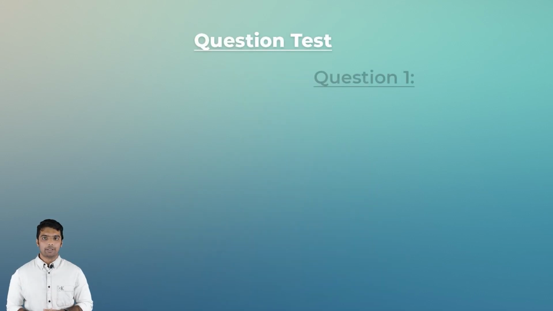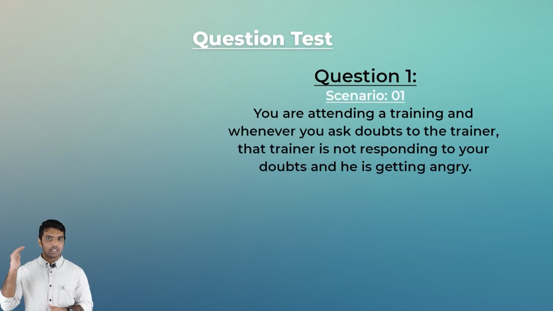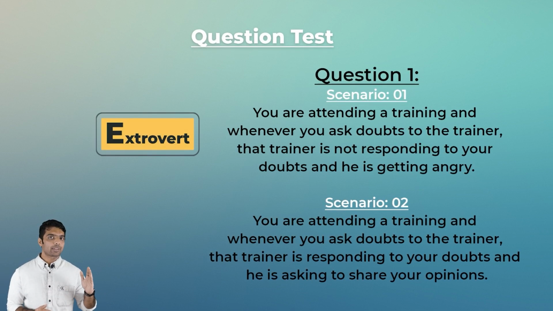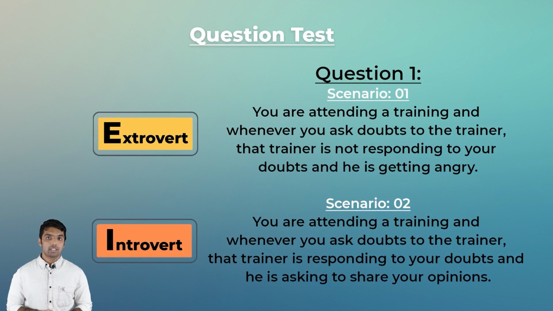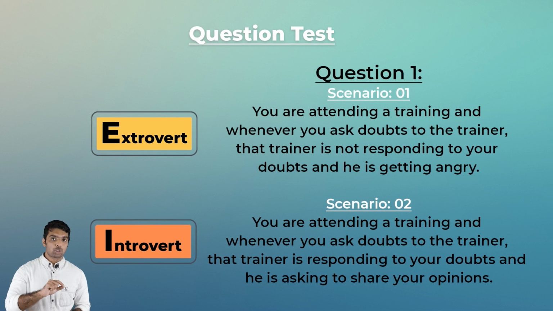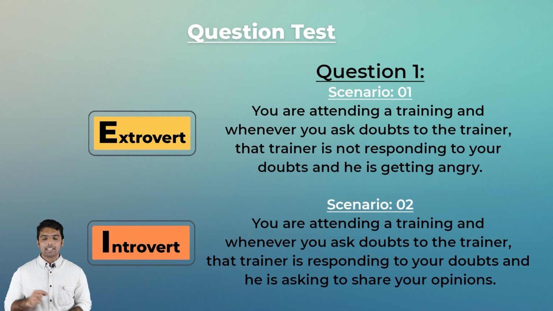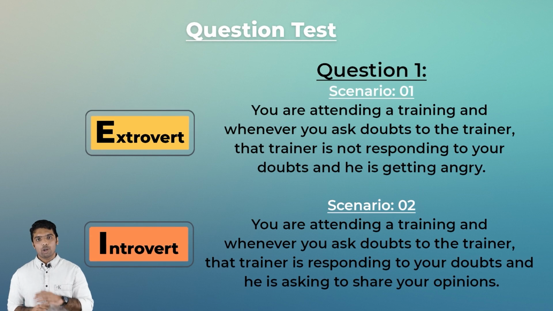Now, as I committed in the beginning, it is time to conduct a test. You will be seeing 2 questions on my screen. Let's first talk about question number 1. In question number 1, on the right side, you will be seeing 2 scenarios, scenario 1 and scenario 2. On the left, you are seeing extrovert and introvert. Please let me know in the comment section which scenario is extrovert and which scenario is introvert. For example, you can write: Gautham, scenario 1 is an example of introvert, scenario 2 is an example of extrovert.